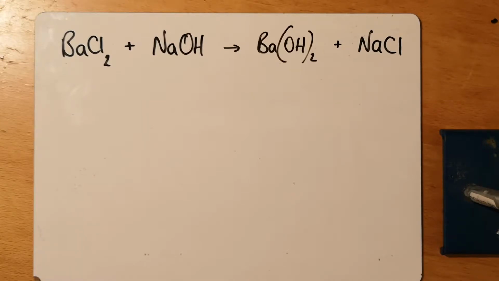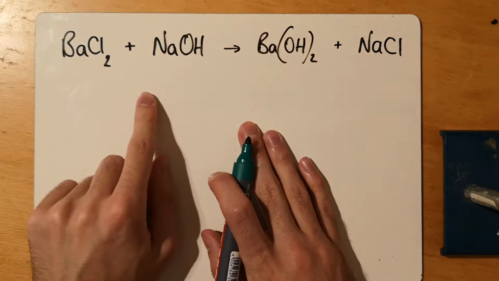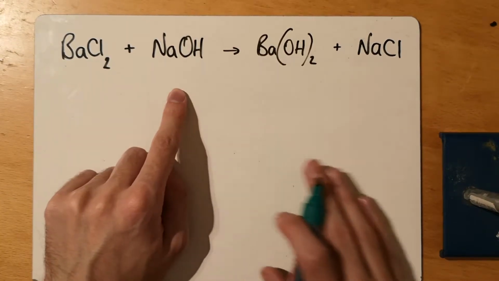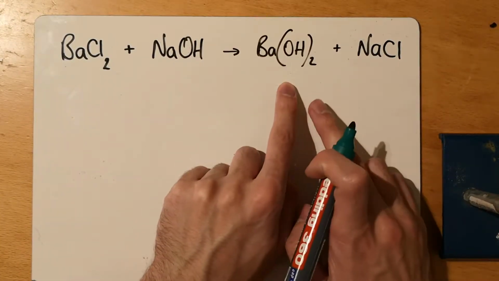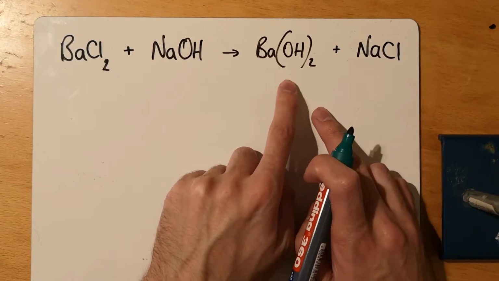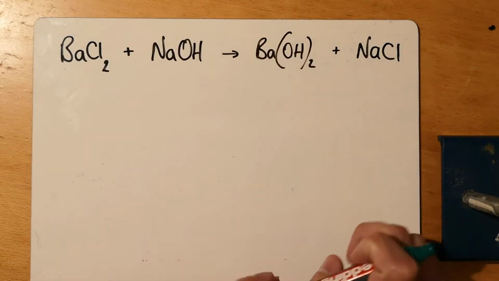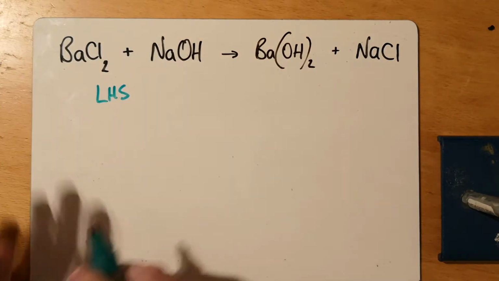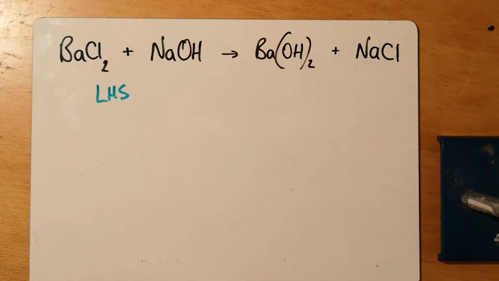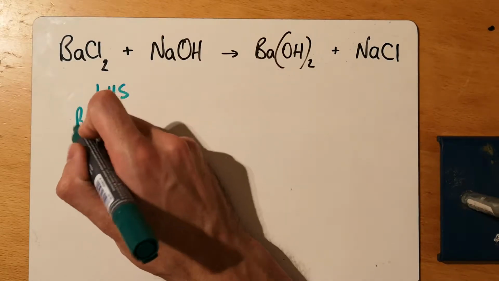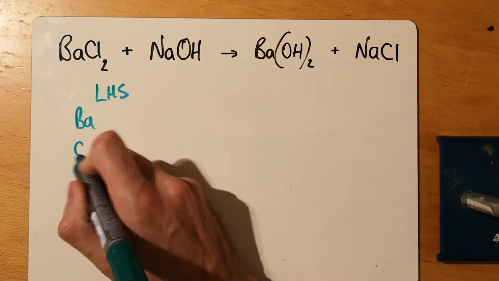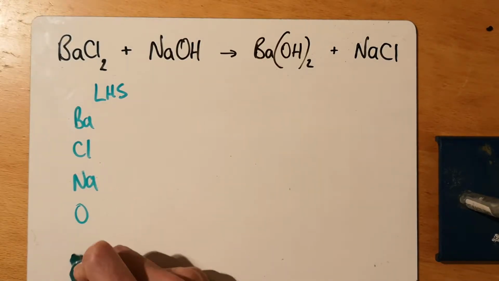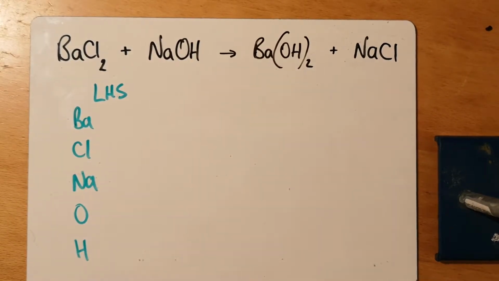So here we've got a reaction, and we've got our reactants, which I'm going to call the left-hand side: barium chloride, sodium hydroxide. And we have our products, which I'm going to call the right-hand side: barium hydroxide and sodium chloride. If I call this the left-hand side, we're going to look at all the different atoms I've got on the left-hand side. So I've got barium, chlorine, sodium, oxygen, hydrogen.